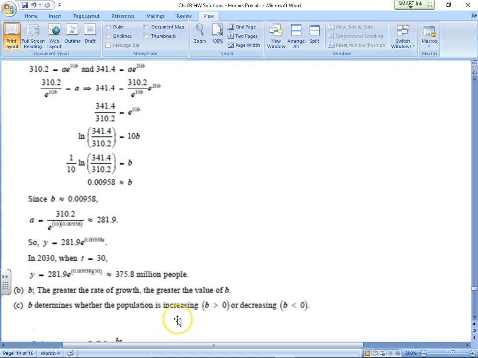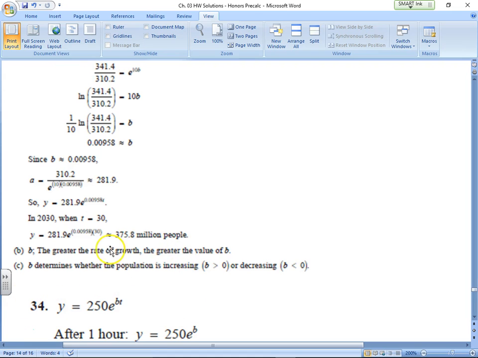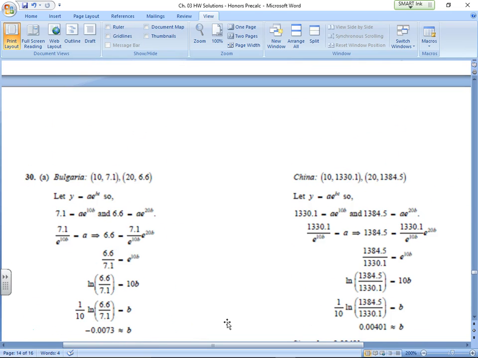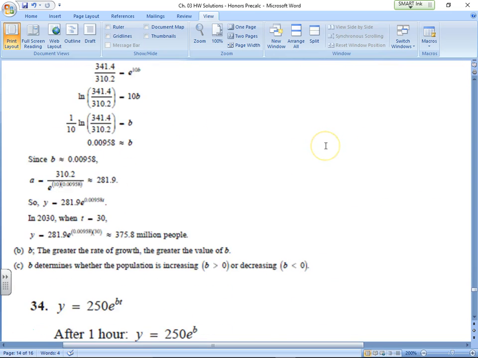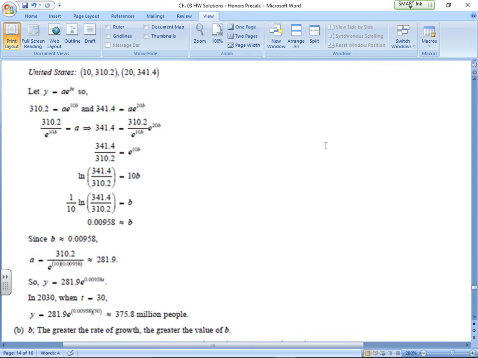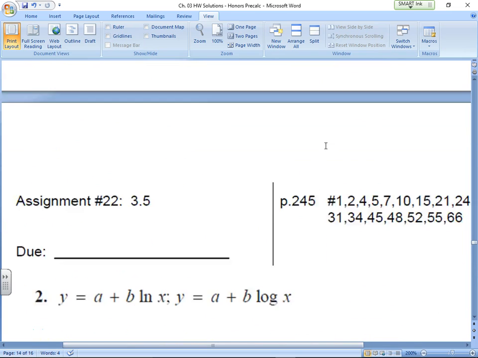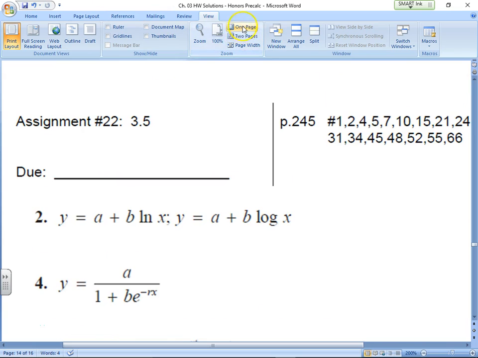And basically B and C were just concept-y questions. The faster it's growing, the higher B will be, and whether B is positive or negative shows whether or not it's growing or decreasing. Some of you are too stuck on the math and not stuck on the numbers. The numbers were pretty crazy that we just looked at. Anyway, that's why I wanted you to do the problems. I thought it was very interesting just in terms of getting a perspective on the world, but maybe some of us lost that point. And I do admit the math was a little scary.